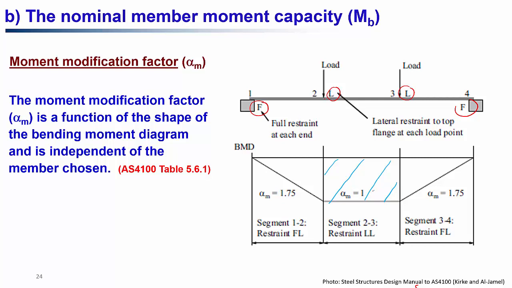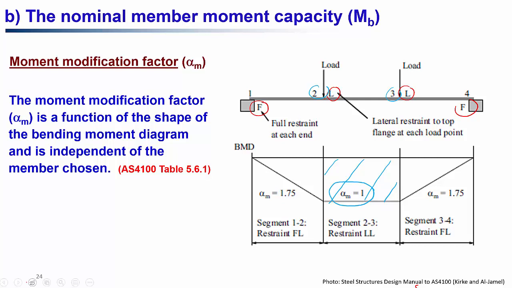So in that case, alpha m equals 1, because the whole segment, that is the 2, 3 segment, can buckle laterally. So alpha m equals 1. There is an equal amount of lateral buckling throughout that segment 2, 3.